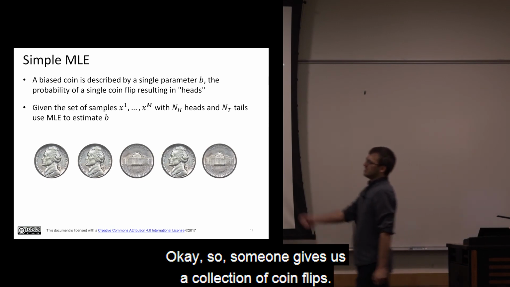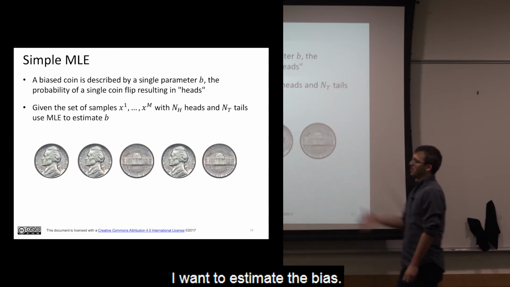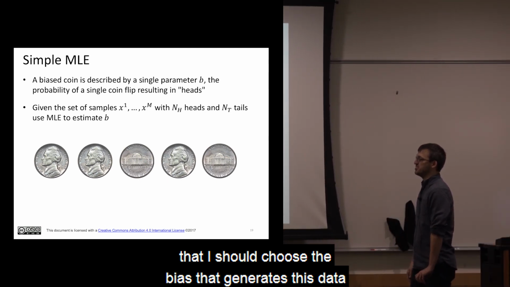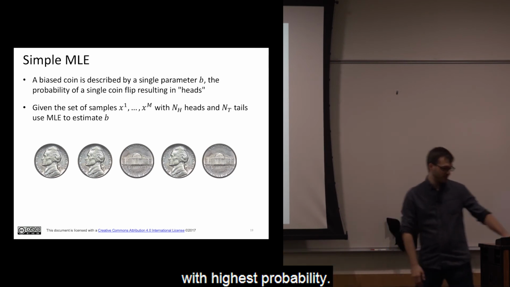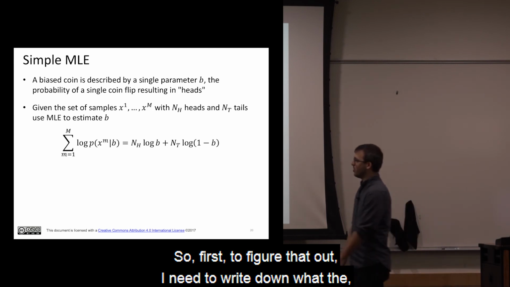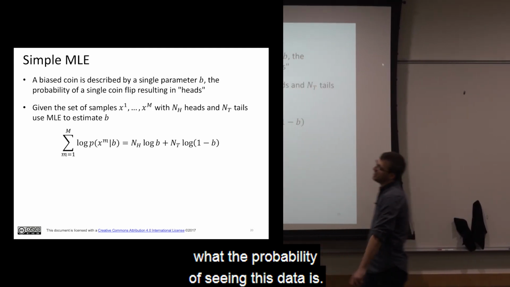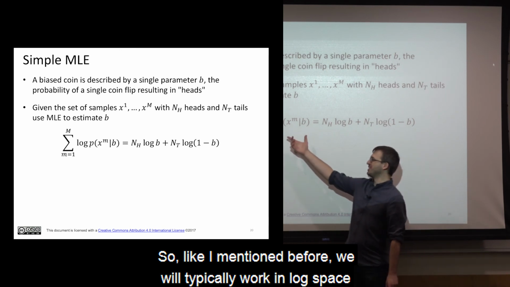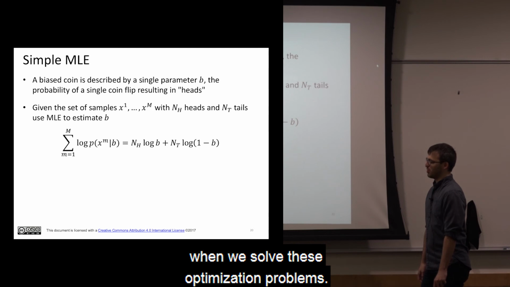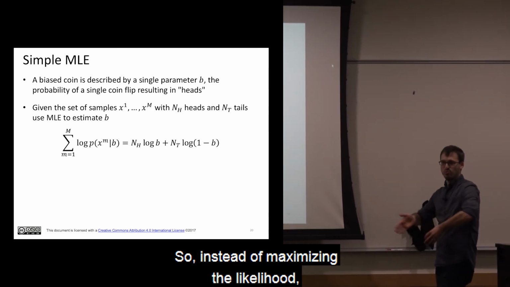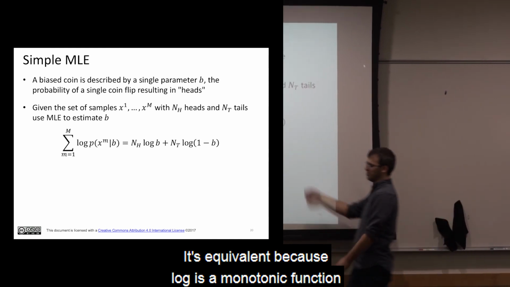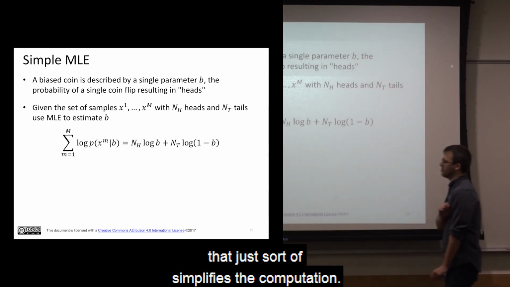Okay. So someone gives us a collection of coin flips. I want to estimate the bias. The maximum likelihood principle says that I should choose the bias that generates this data with highest probability. So first, to figure that out, I need to write down what the probability of seeing this data is. Like I mentioned before, we'll typically work in log space when we solve these optimization problems. So instead of maximizing the likelihood, we'll maximize the log likelihood. It's equivalent because log is a monotonic function, but it simplifies the computation.